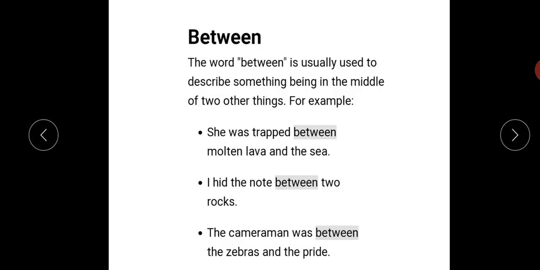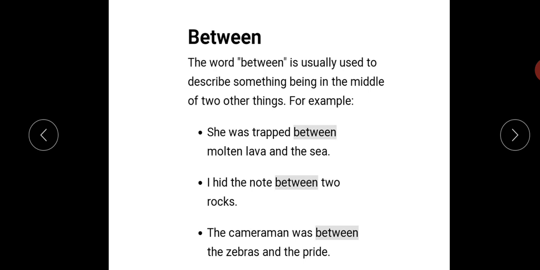The word between is usually used to describe something being in the middle of two other things. When used in this way, you can see this example. She was trapped between molten lava and the sea. I hit the note between two rocks. The cameraman was between the zebras and the pride. So in this way, between is used with two separate distinct things: lava and the sea, a rock and another rock, the zebras and the pride.